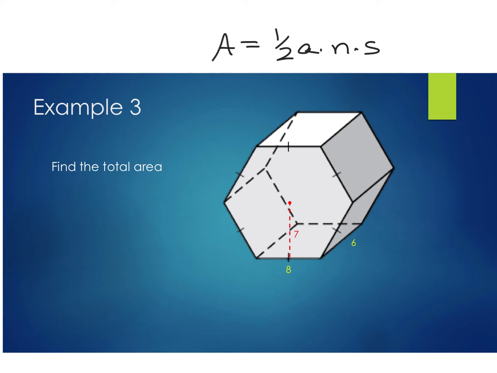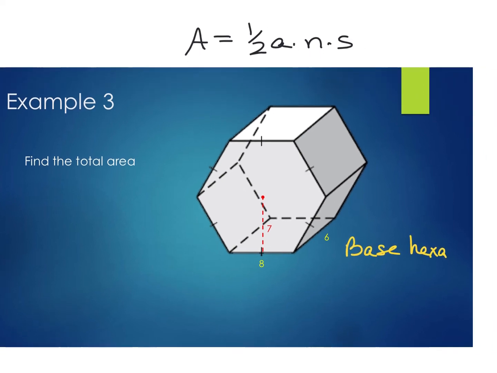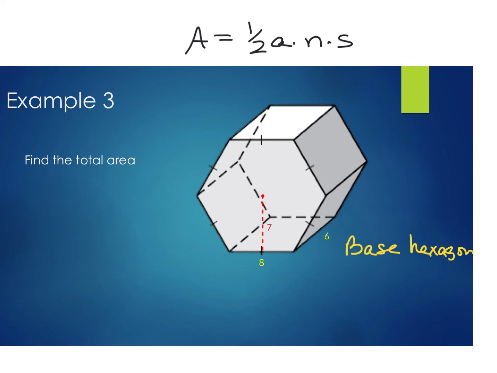And what was nice here in this picture, they gave us everything we needed. They gave us the n, which is 6. They gave us the side length, which is 8. And they gave us the apothem, which was 7. So I didn't have to draw a triangle here. So I'm going to find the area of the hexagon, which is my base shape. So my base is a hexagon because this is a hexagonal prism.